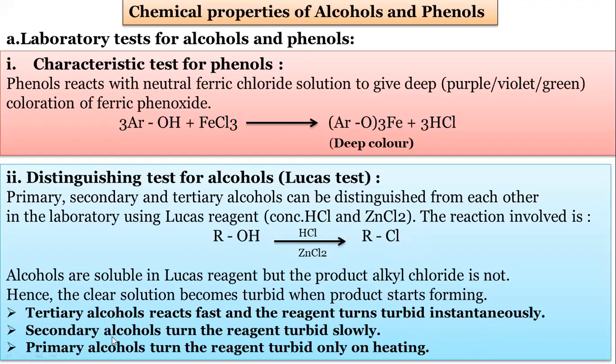If secondary alcohols are used, they turn the reagent turbid slowly. If primary alcohols are used, we get the turbidity only when the solution is heated. So primary alcohols react very slowly, tertiary alcohols react very fast, and secondary alcohols react in between tertiary and primary alcohols. With the help of the turbidity of the solution, we can easily identify which alcohol is used. So this is a distinguishing test for alcohols.